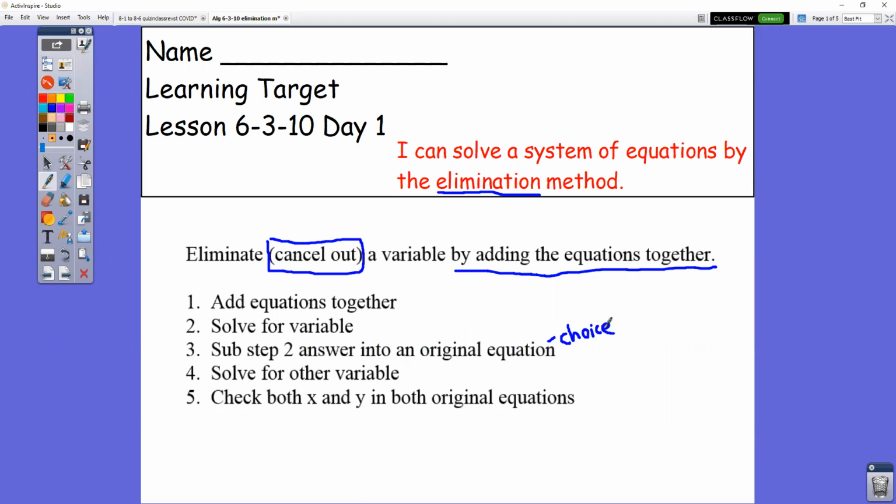By easier, I like working with positive numbers and adding signs rather than looking at negative numbers and subtracting signs. So I tend to sub it into an adding equation. Just personal preference there. Once you find that answer, you're going to solve for the other variable. Then you're going to do a check. You're going to check your answers in both equations to make sure that they are correct.